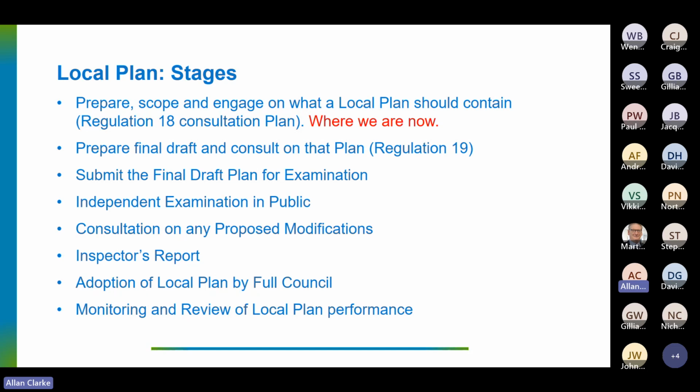There are a number of different mechanisms that the inspector could take, but in most cases, the inspector says that a plan can be found sound subject to a number of modifications that they work with the council to produce, and that normally results in a consultation on the proposed modifications to the plan that arise during the examination in public. Once that consultation has ended, the inspector then issues their report on the plan, which then allows the plan to be considered by full council for adoption. And then once the plan's adopted, there is normally a monitoring framework and a review of performance of the local plan as well.